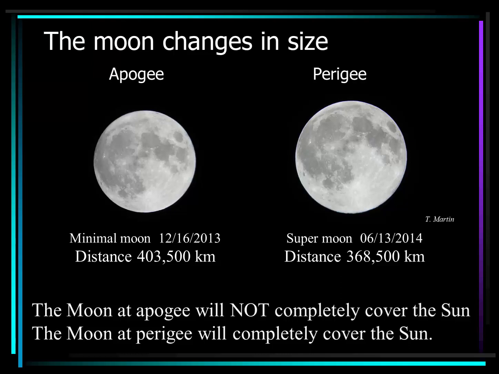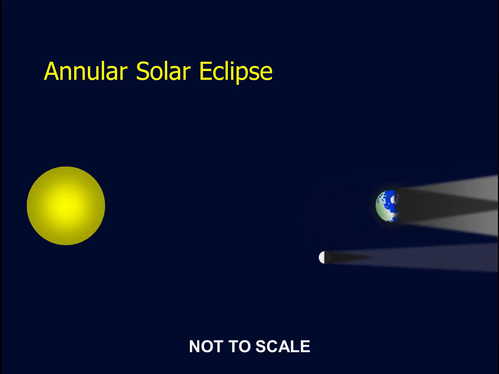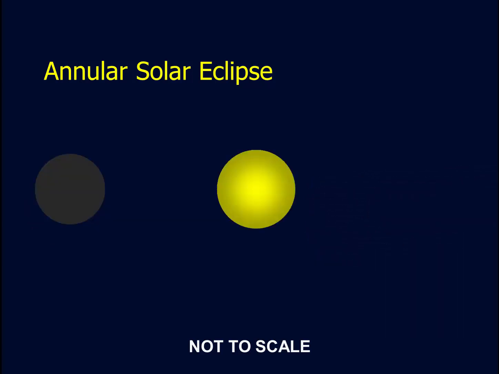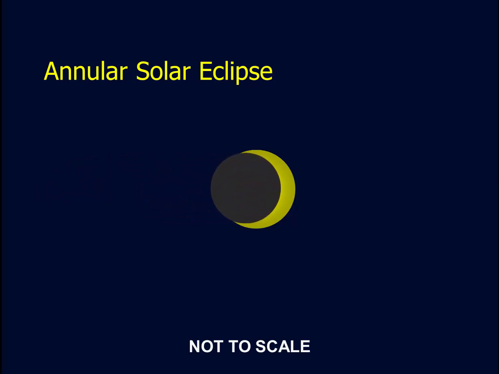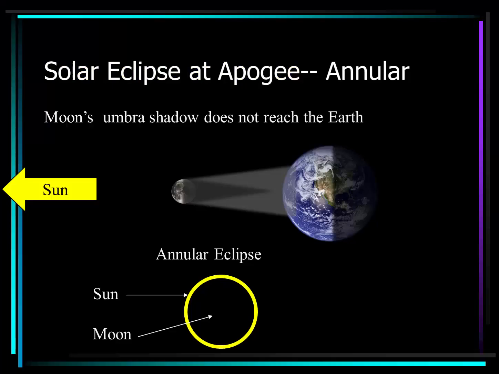Let's take a look at the difference. Here's an eclipse that happened at apogee. Notice that the moon's umbra shadow missed the Earth. If you were standing on Earth when this happens, you would notice the moon gradually blocking out the sun over the course of about an hour. When fully lined, a ring of sun was visible. So an apogee eclipse is known as an annular eclipse. The moon's umbra shadow does not fully reach the Earth, and so it's possible to view a ring of sunlight.